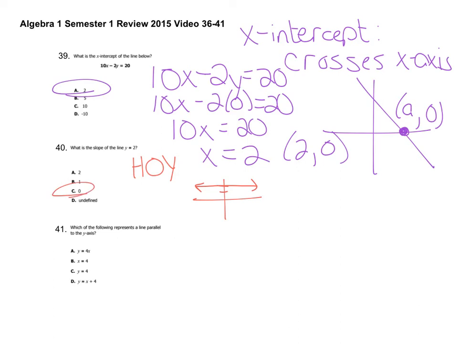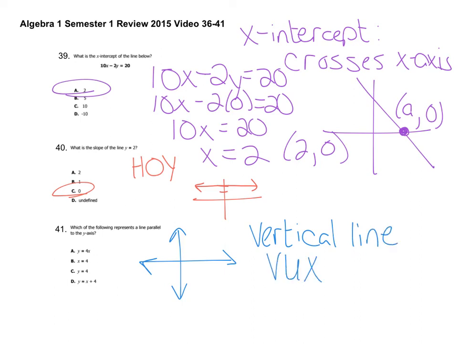Now, the next question says, which of the following represents a line parallel to the y-axis? Well, if we look at a graph, the y-axis is what kind of line? It's a vertical line, right? So a vertical line is also special. The way we remember that is VUX. A vertical line has undefined slope, and its equation is x equals. So we look here, is there any of these that's just an x? There is. It's that line right there. X equals 4 means every x value on that line is 4. That's a vertical line.